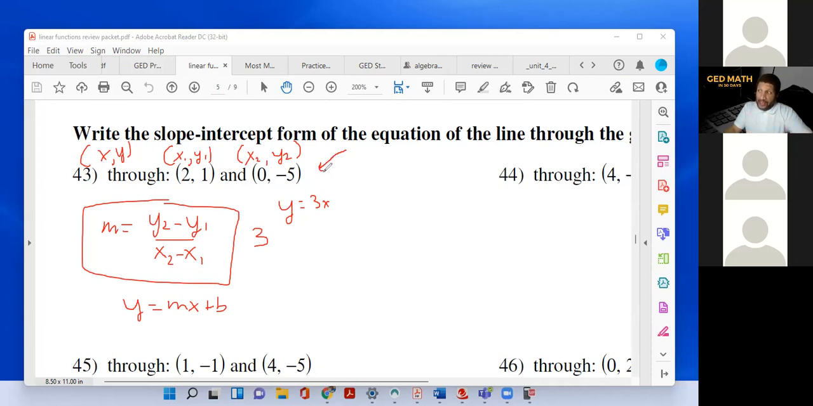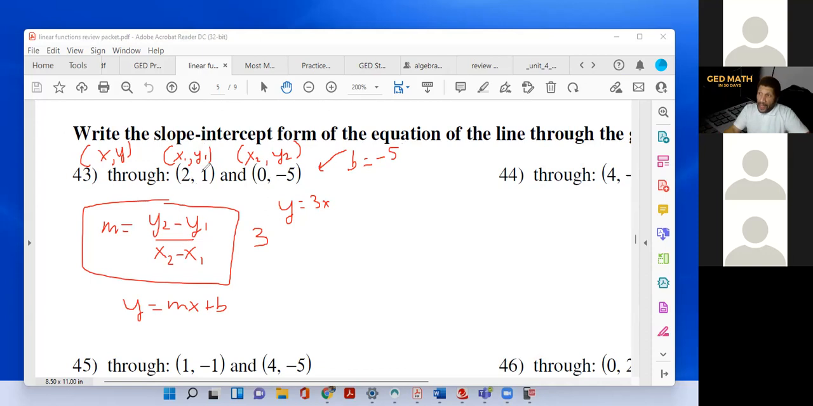How do I know? My x is 0. So I already know my y-intercept is -5. I already know it, because anytime for an ordered pair, if x is 0, the y value is your y-intercept. But what I want to show you is how you would do it mathematically.